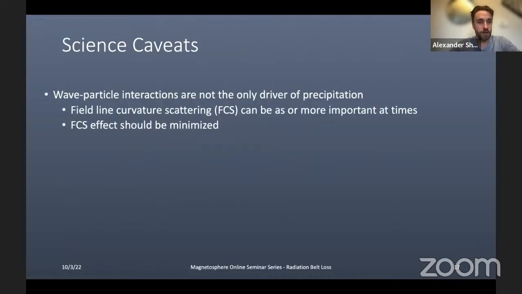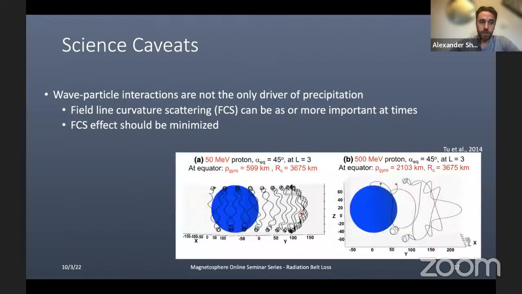Now, some science caveats. Wave-particle interactions are not the only driver of precipitation. I claimed earlier that electron lifetimes calculated from LEO will isolate wave-particle interactions, but that is not entirely accurate. Field line curvature scattering can be important at times, and this occurs when the gyro radius of particles becomes comparable to the field line radius of curvature. This effect is more prominent for high-energy particles and during times of a stretched magnetotail.